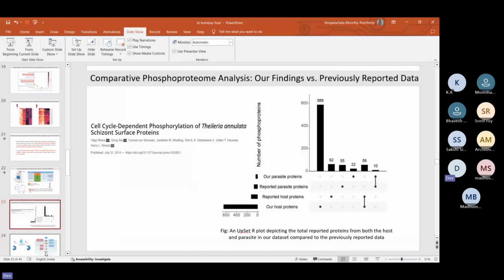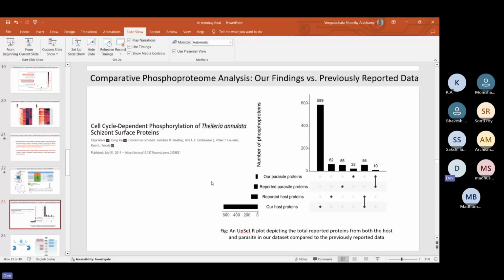So again, I am summarizing my data where I've compared my data with the previously published one. There is only one paper that I've already highlighted. Before that, only one phosphoprotein dataset is there, that is cell cycle dependent phosphorylation. And when we compared our data with theirs, I want to highlight that they have only focused on the schizont protein, so they didn't find a very high amount of host molecules. However, our data is particularly focused on both host as well as parasite.